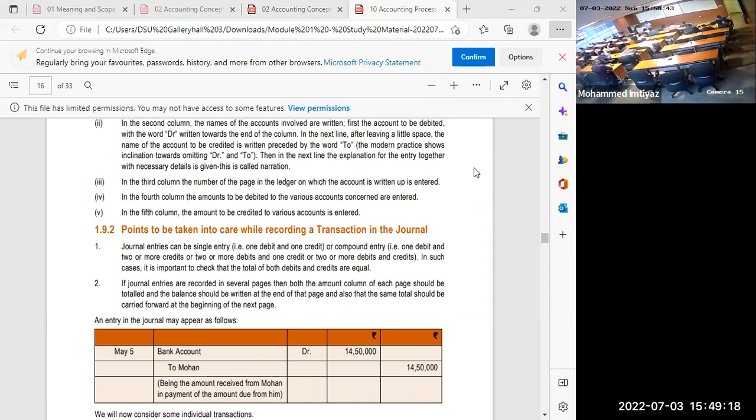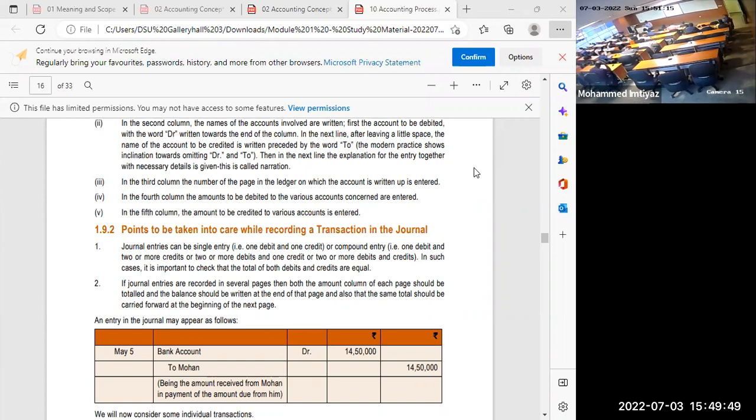You can make two entries also. Cash account debit 2.5 lakhs to A's capital 2.5 lakhs. Cash account debit 2.5 lakhs to B's capital account 2.5 lakhs. That's time based, two entries. That is called a simple entry. What we are going to make is a compound entry. What is a compound entry? It will have one debit and more than one credit, or one credit and more than one debit. That is better to save time.